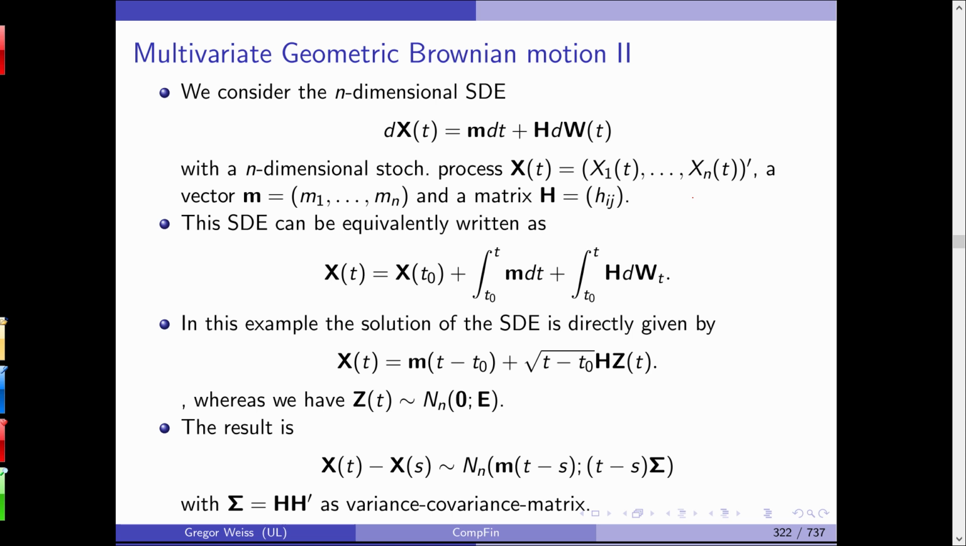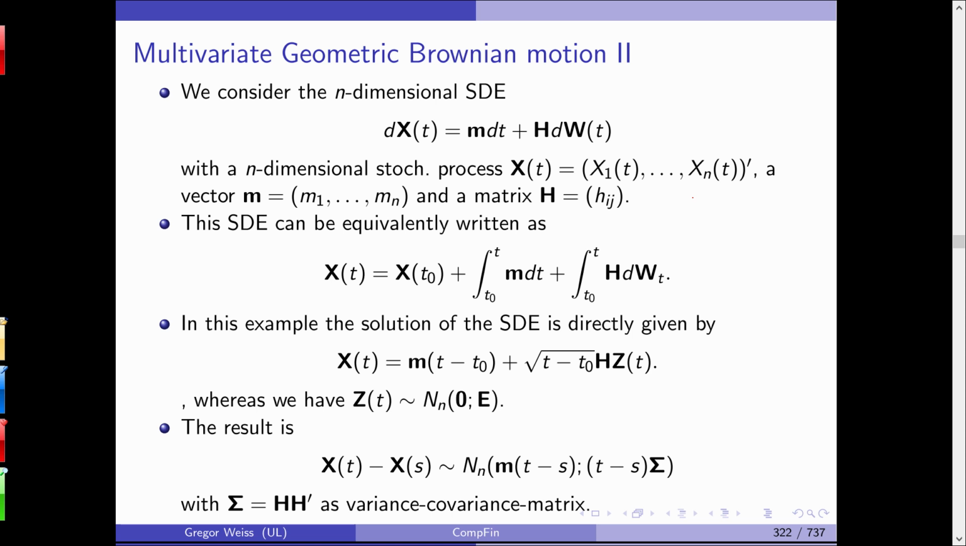Then this stochastic differential equation can equivalently be written as x_t equals x at t0 plus the integral over the drift plus the integral over the diffusion. And in this case, the solution is simply given by x(t) equals m(t minus t0) plus the square root of (t minus t0) times H times Z, with Z now not a standard normal distribution but an n-dimensional standard normal distribution.